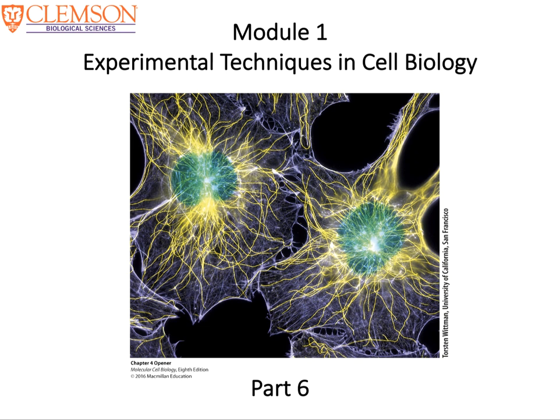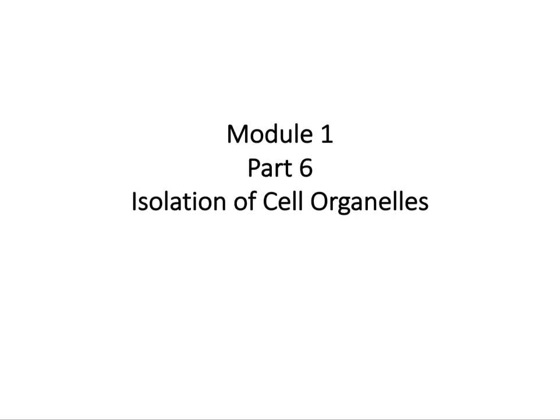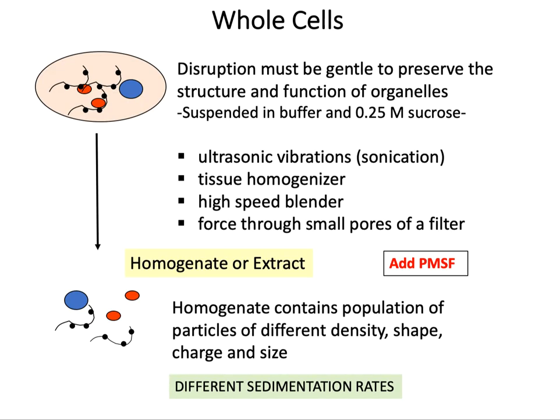Module 1, Part 6. In Part 6 of Module 1, we are going to talk about isolation of cell organelles or subcellular components. These techniques are very important and constitute some of the core and routine techniques to study cell biology. The first step in isolating organelles from cells is to disrupt the plasma membrane.